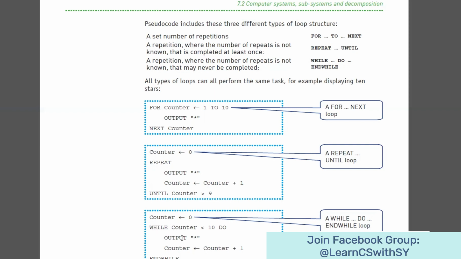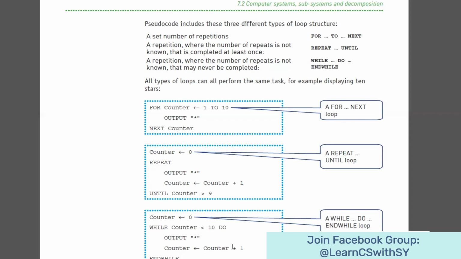Now, moving on to the next stage, the same question handled with while. You can see while counter less than 10. The condition is true. The value of counter is 0, 0 less than 10. Condition true, it will enter. It will output the star, counter plus 1, and end while will send it back. In this manner, the loop will work 10 times basically from 0 to 9.